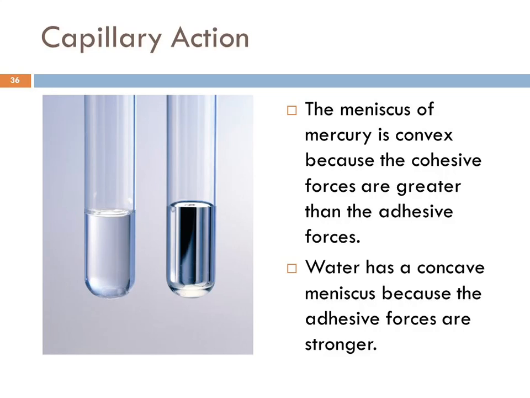Now, you can change this if you use different substances for your tube. This is what happens with glass. There are certain plastics where you could get water to do this as well. If it was a hydrophobic plastic and repelled the water, then the water would also do the convex meniscus.